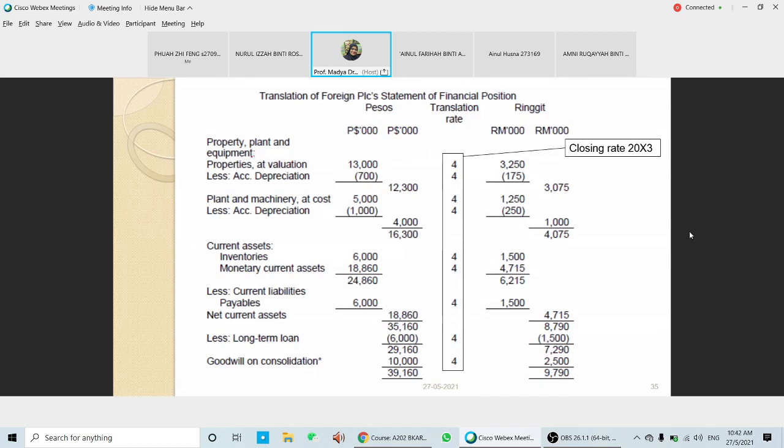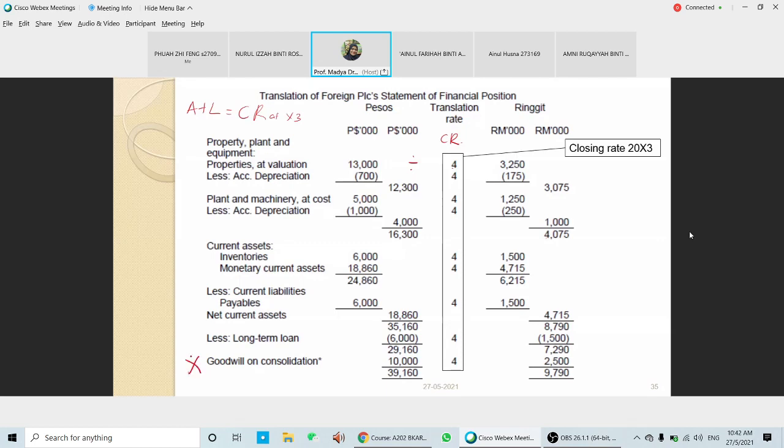Okay, so for statements of financial position, remember that assets and liabilities should be translated using the closing rate. Closing rate at X3 here is 4. So all the items here, you need to divide by 4. So this is what you have for all the assets and liabilities. So you want to find your net asset. Okay, focus on this one.